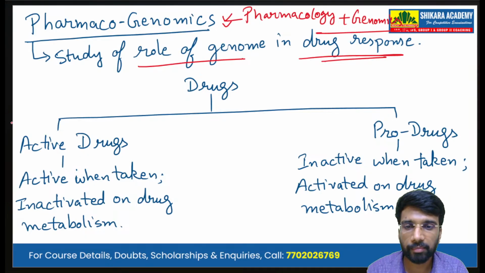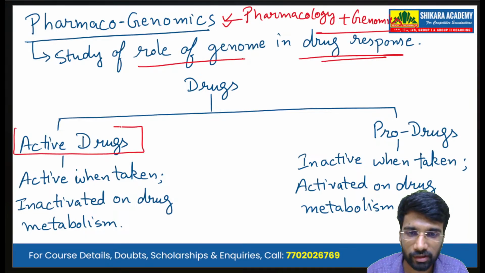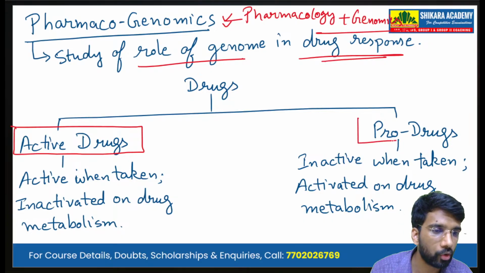Now, drugs can be of two types. There can be active drugs and there can be prodrugs.